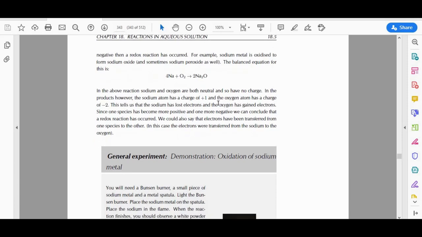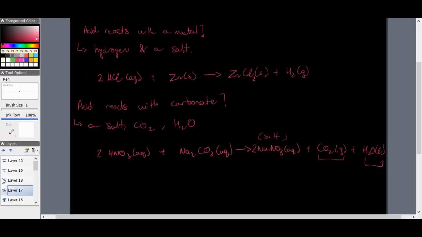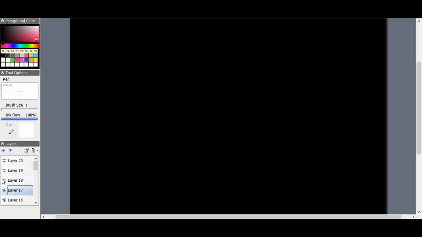Let's see, what is next? Now we can conclude, looking at that, that a redox reaction has occurred, saying that electrons have definitely been transferred from one ion species to another. Let's have a look quickly at another example. Let me just change my layers. Let's have a look at the full reaction of magnesium and chlorine. So if we have magnesium, Mg, plus Cl2, the product is MgCl2. That's the full reaction.